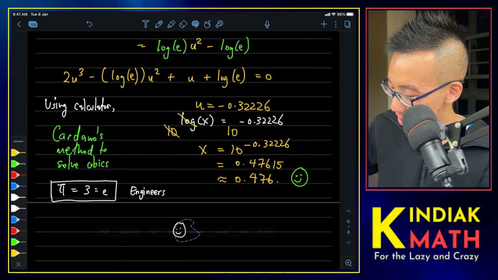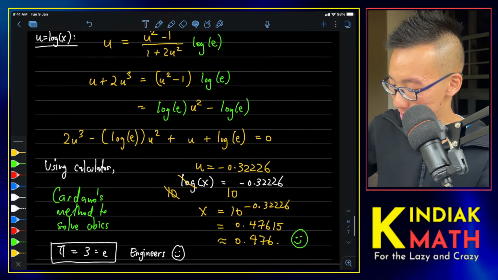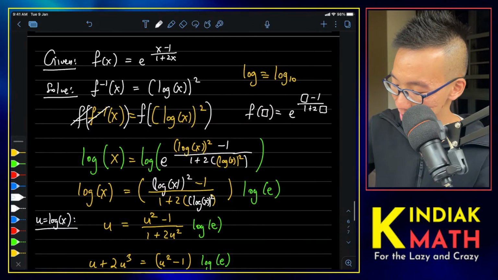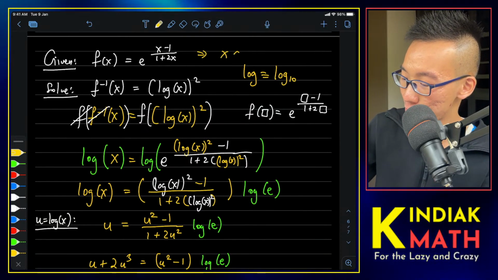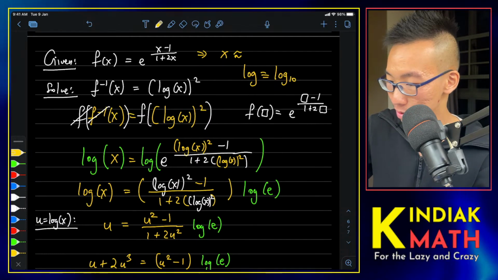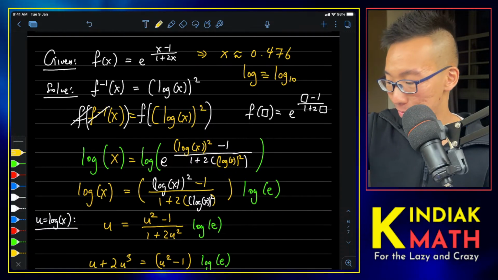Anywho, approximations are fine. And this is our final answer to this complicated equation. X is approximately 0.476.